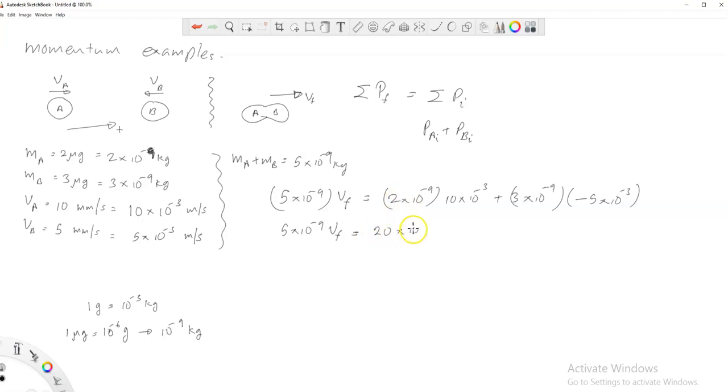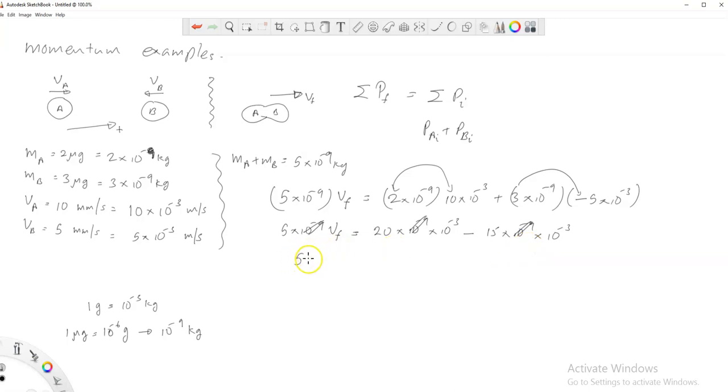20 times 10 to the negative 9 times 10 to the negative 3 minus 15 times 10 to the negative 9 times 10 to the negative 3. 20 comes from multiplying these two, and then negative 9 and negative 3. 15 comes from multiplying this and this and the rest of the numbers. Now you can see that this cancels out all the 10 to the negative 9s.